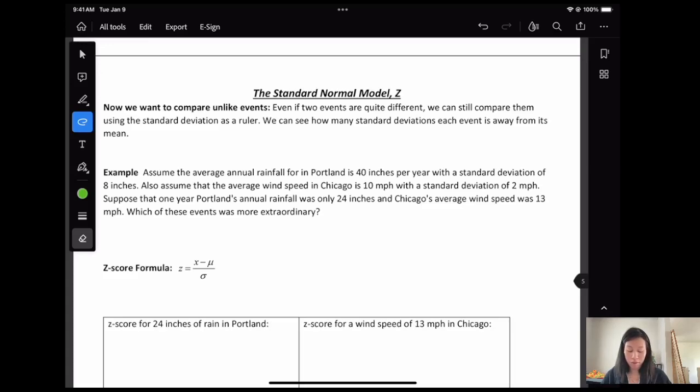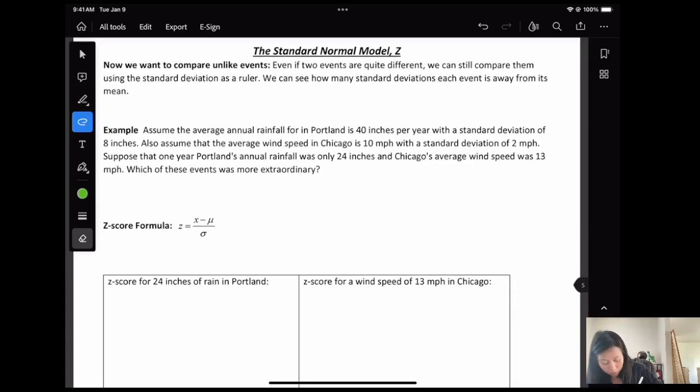Assuming that the average rainfall in Portland is 40 inches per year with a standard deviation of 8 inches. So that means in Portland, I'm going to let X be the rainfall of Portland. And we know that, I'm going to write that in here. It's going to be a normal distribution, 40, with standard deviation of 8.